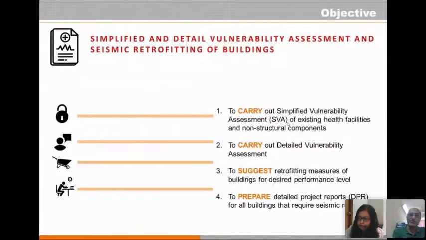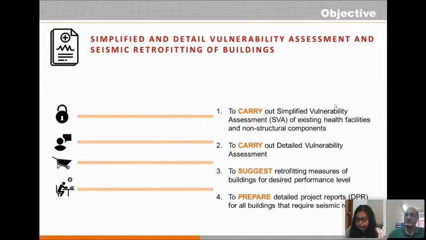But in between, the basic objective of this particular work is on the seismic simplified and detailed vulnerability assessment, which is the second and third steps after the rapid visual survey. So in this, basically there are 4 activities to be done: to carry out the simplified vulnerability assessment of the existing facility, then to carry out the detailed vulnerability assessment, and then suggest the retrofit measures.